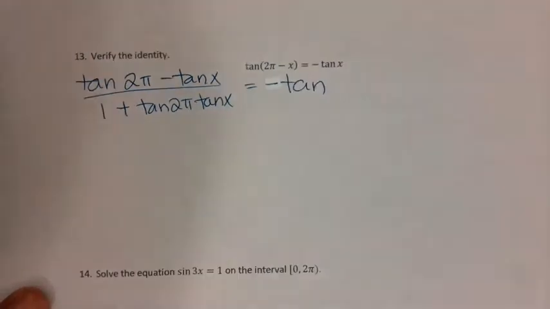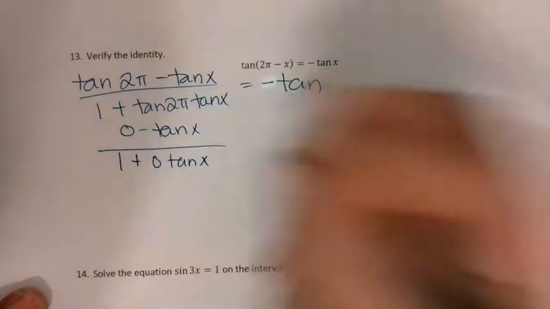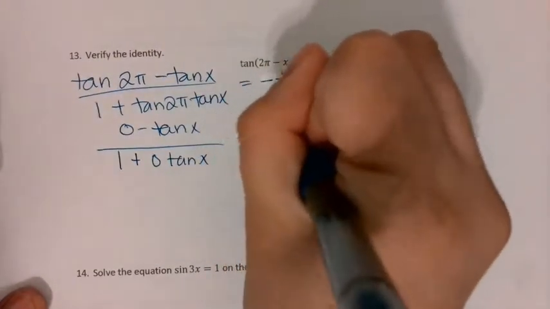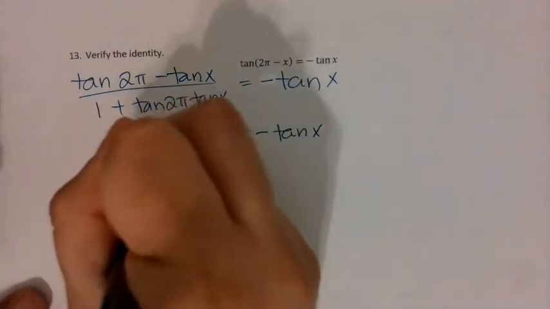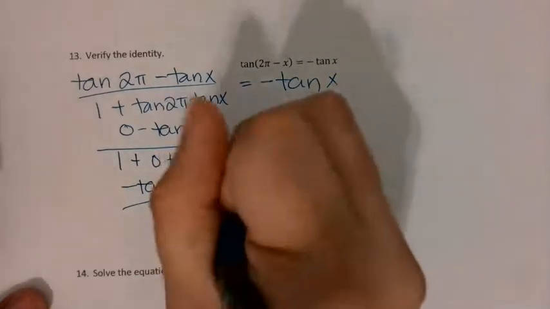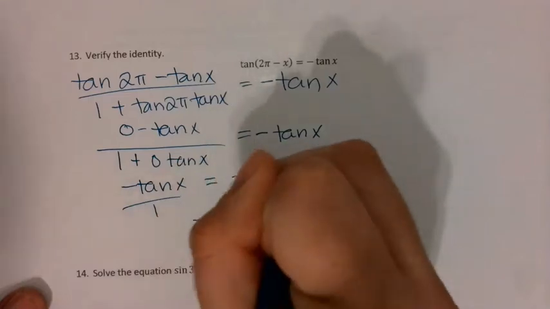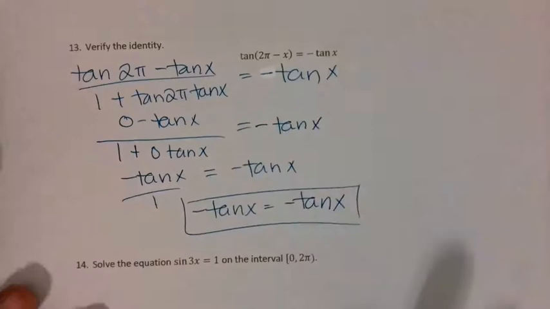Which is 0. So I have 0 minus tangent x over 1 plus 0 times tangent x. Oops, I forgot my x over here because I was focused on that. Okay. Anything times 0 is 0, so I'm just going to have negative tangent x over 1, because 0 times tangent is 0, equals negative tangent x. Negative tangent x equals negative tangent x.